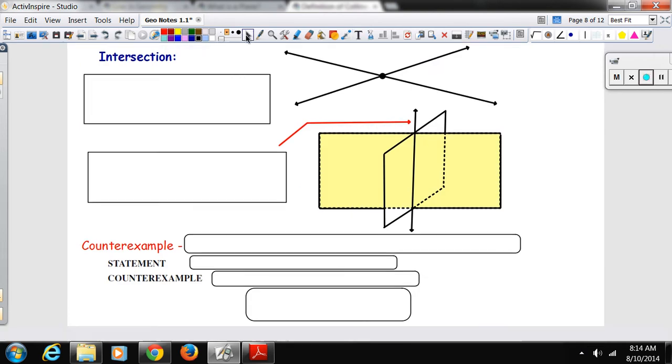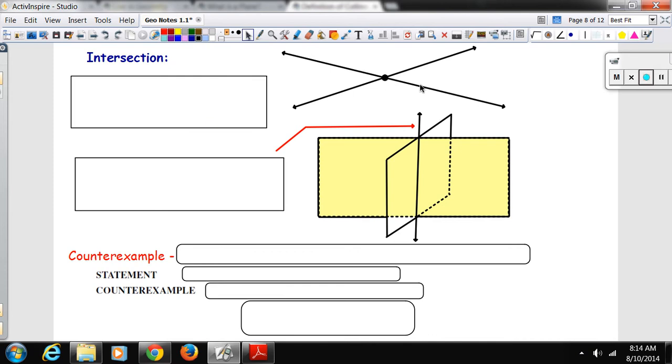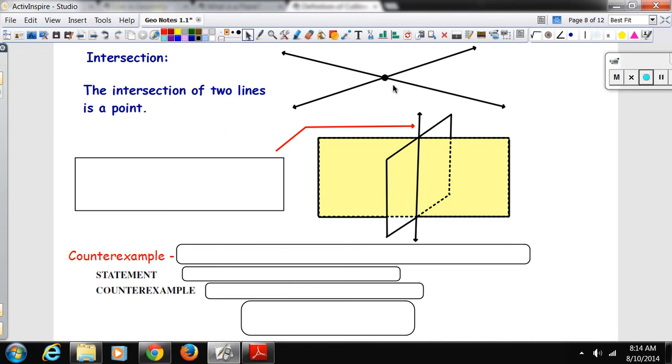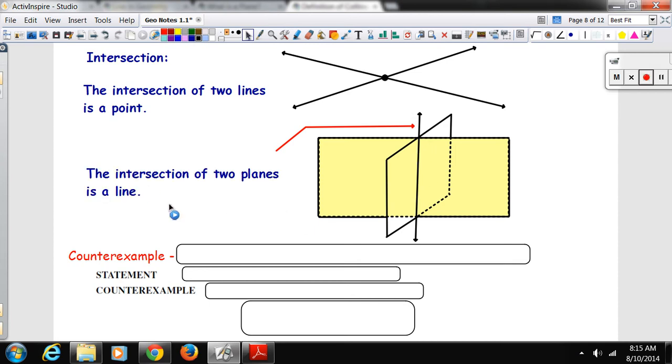Intersection, where do things meet? Where do things touch? Well, 2 lines are going to touch at a point. The intersection of 2 lines will always be a point. 2 planes, like I was telling you earlier about the planes, or the 3 points that had its own plane, like this plane right here would be in that line. 2 planes touch in a line. So if you were to connect 2 planes, that would make an intersection, would be a line.